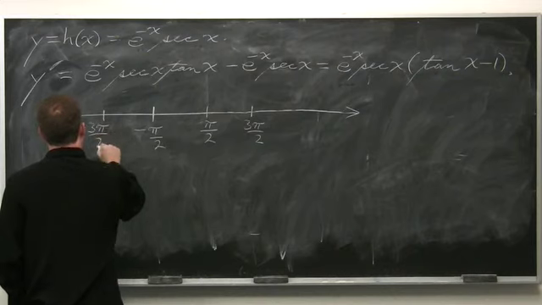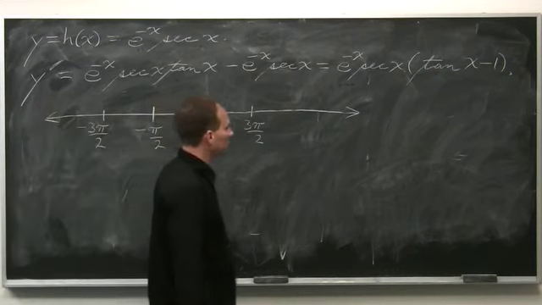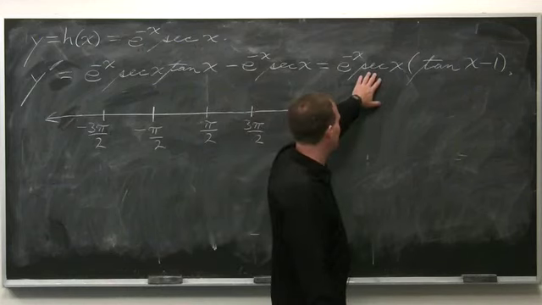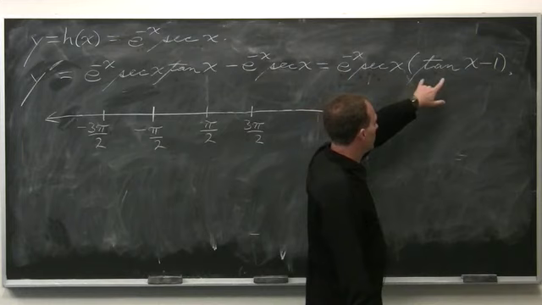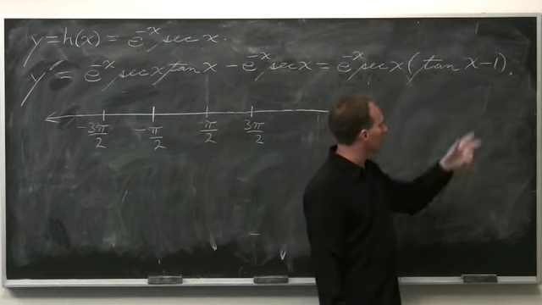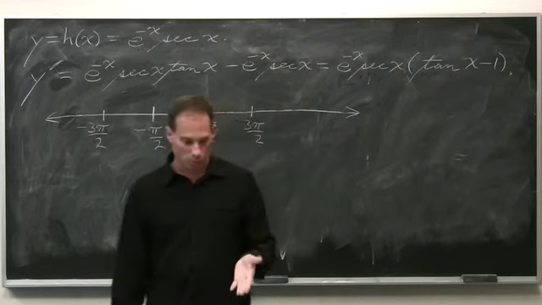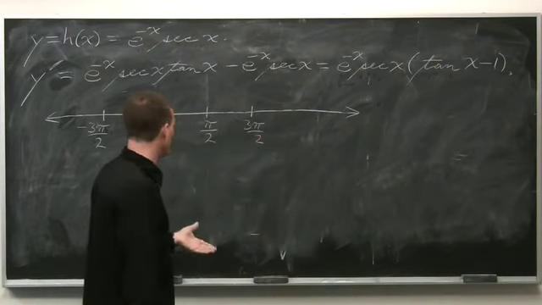Great. But it could also switch signs every place this is 0. Now, secant is 1 over cosine. It's never 0. Tan x minus 1, that could be 0, every place that tangent is 1. Where is tangent equal to 1?